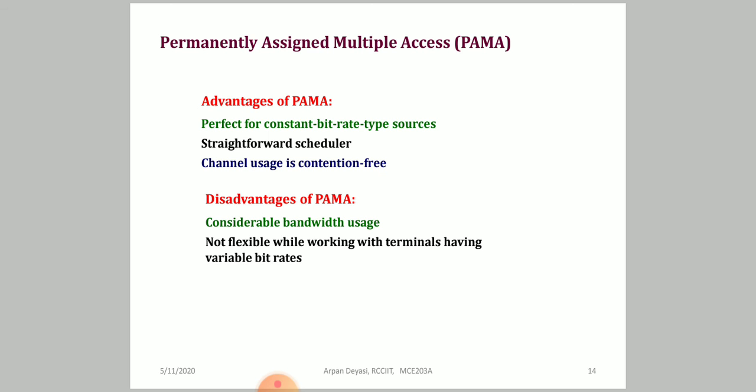It has the advantage of being perfect for constant bit rate type sources. It's a straightforward scheduler because you assign dedicated channels, and channel usage is contention free because you don't have to consider the interference between two adjacent channels. Whereas the disadvantage is considerable bandwidth usage, you have allocated bandwidth for a particular user, whether it is used or not, and it is not flexible because while working with other terminals that have variable bit rates, it is not flexible. You are assuming that all data terminals have constant bit rate, so PAMA has that disadvantage.